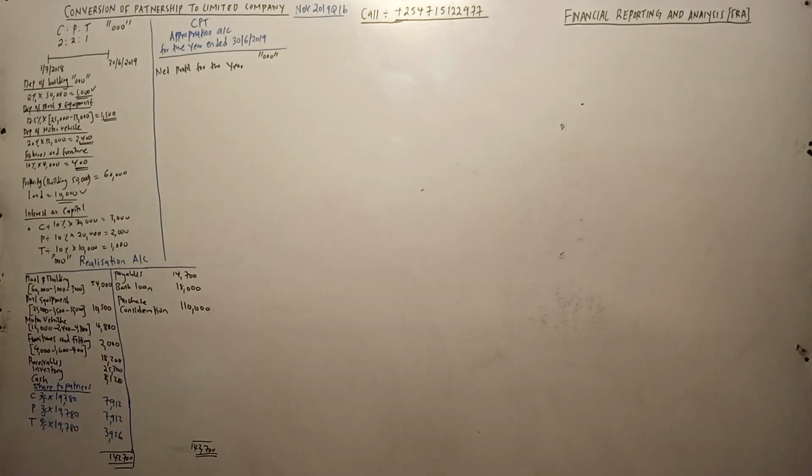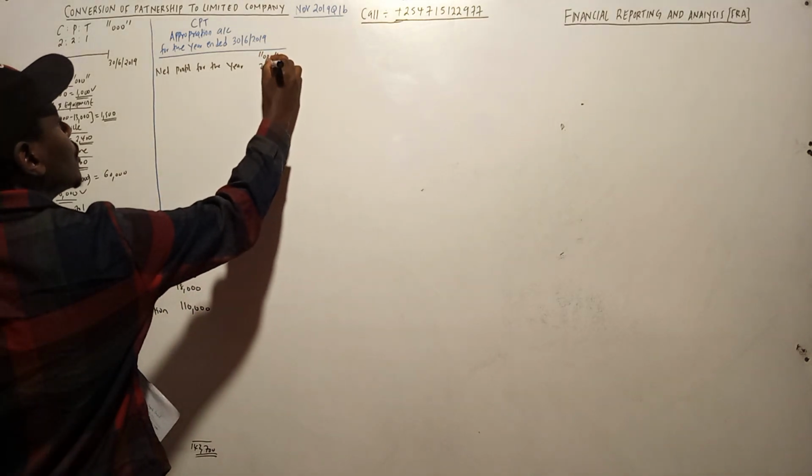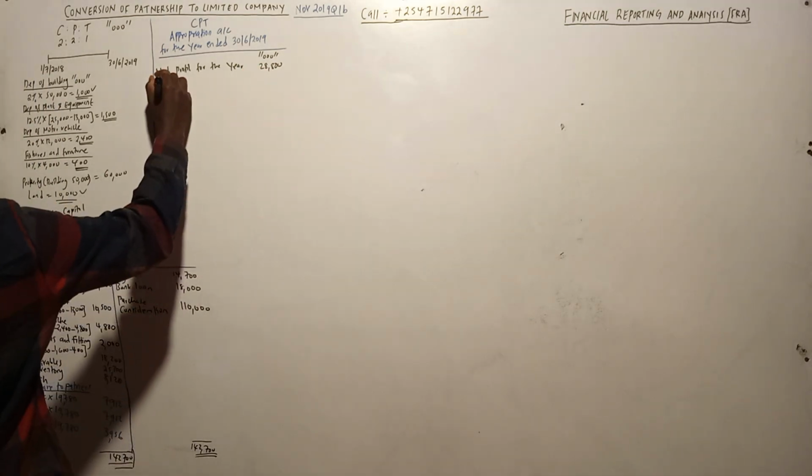Net profit for the year is 28,800. Then we adjust by deducting the depreciation.